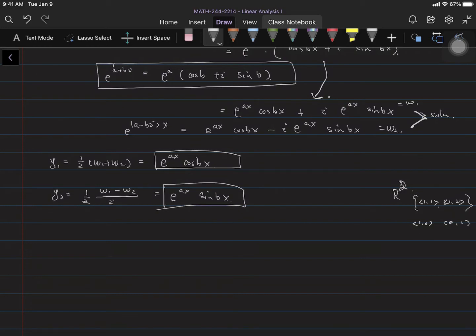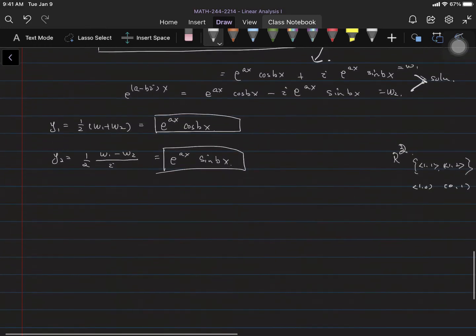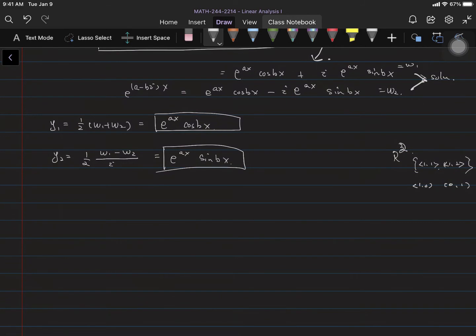So for the theorem, the second part, when r is complex, if we have this one, (D minus r) to the m equals 0. When we have this case, if r is complex, the conjugate is also a solution.